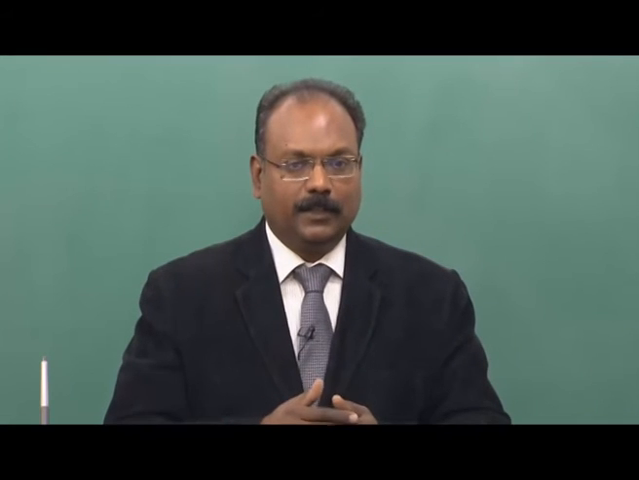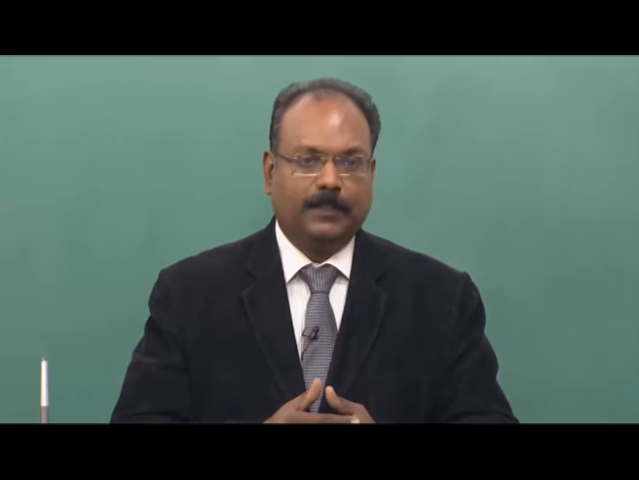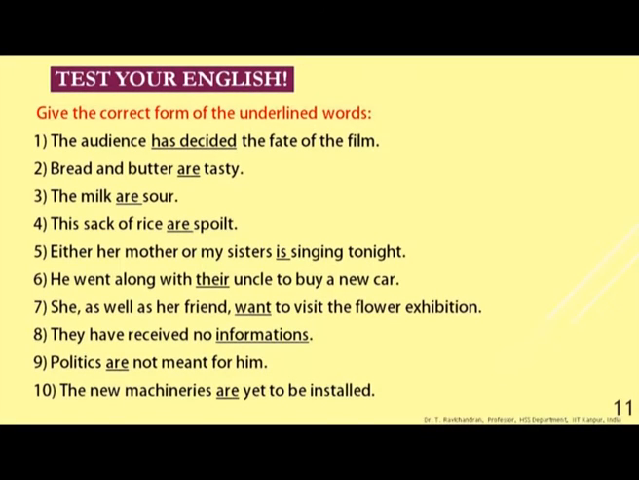Let us test your English with the next 20 sentences which are incorrect. The underlined ones are incorrect and you need to give the correct form of the underlined words. First one, the audience has decided the fate of the film. Underlined words, has decided. Second, bread and butter are tasty. Underlined word, are. Third, the milk are sour. Underlined word, are.